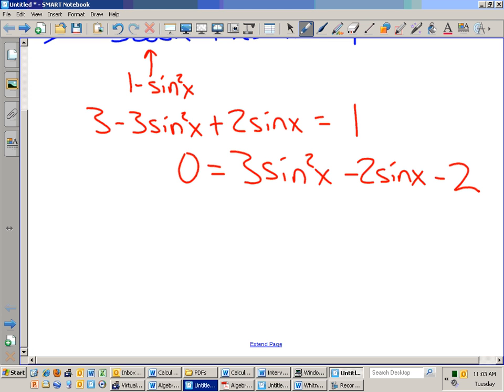You could, but then I would have a negative 3, and I don't want a negative. It's harder for me to see how it factors. So now I have a positive 3. I have a negative 2 and a negative 2. Does this factor? Nope. Does not factor. So if it doesn't factor, what do I do?